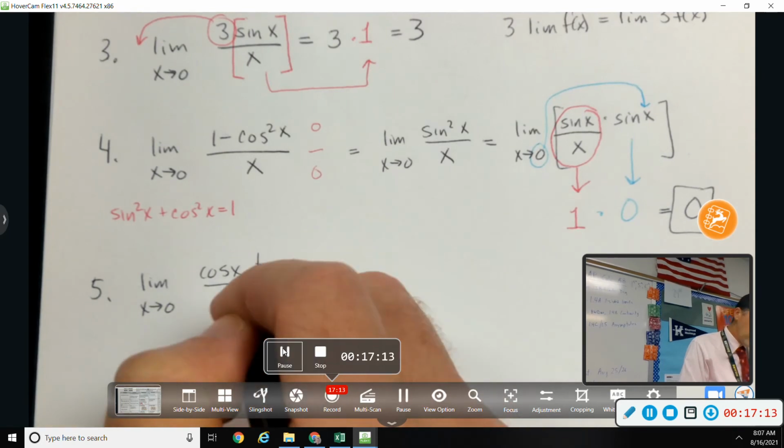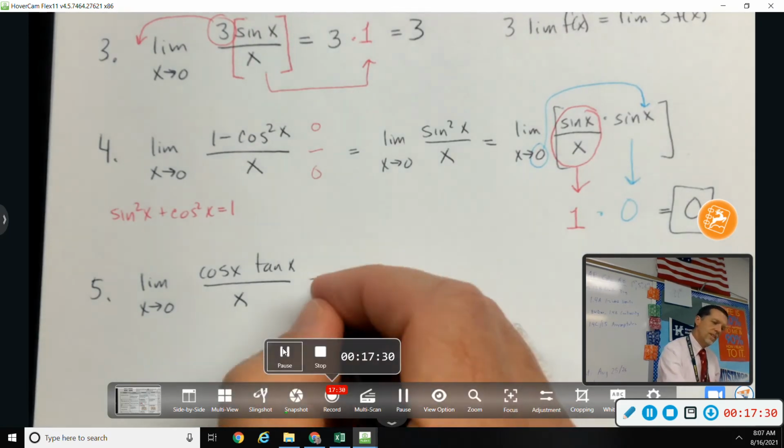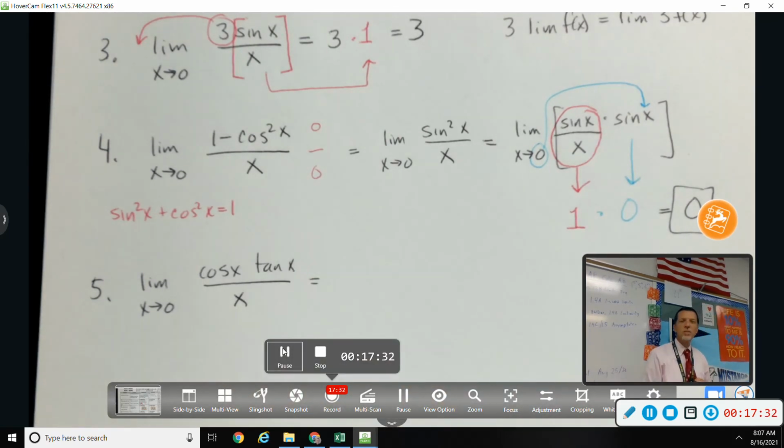Speaking of trig properties and trig algebra, limit as x approaches 0 of cosine x tangent x all over x. Well, that's not any of our special properties, so we need to do something with that. Any thoughts on what we could substitute, replace? Trig identities?